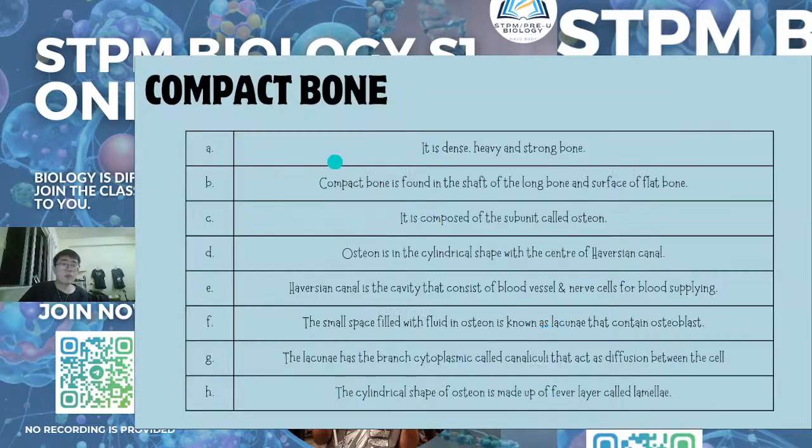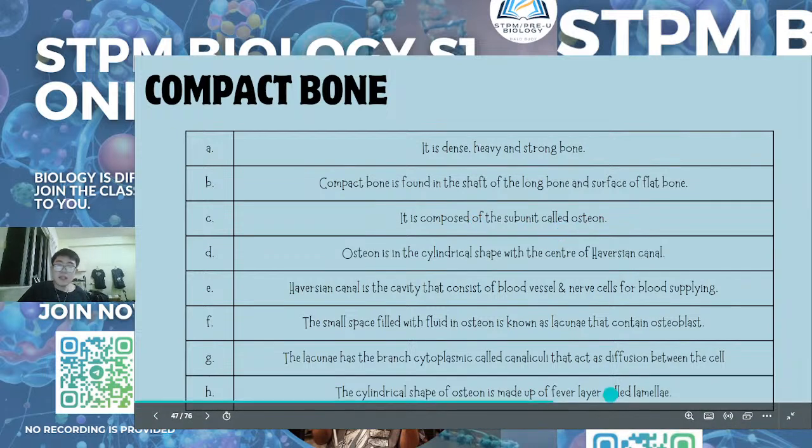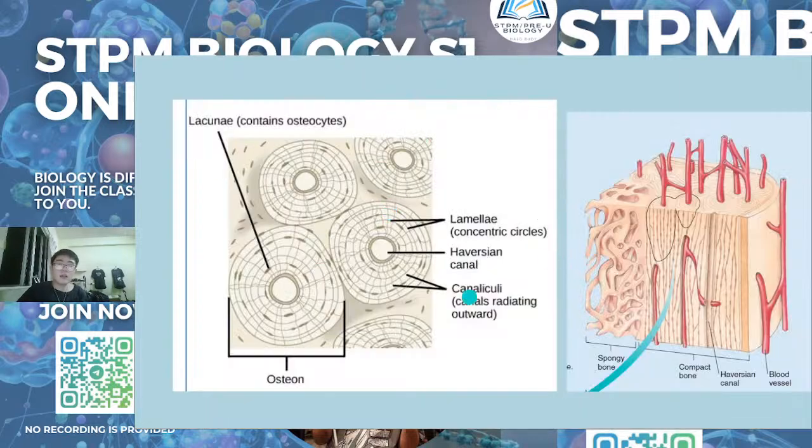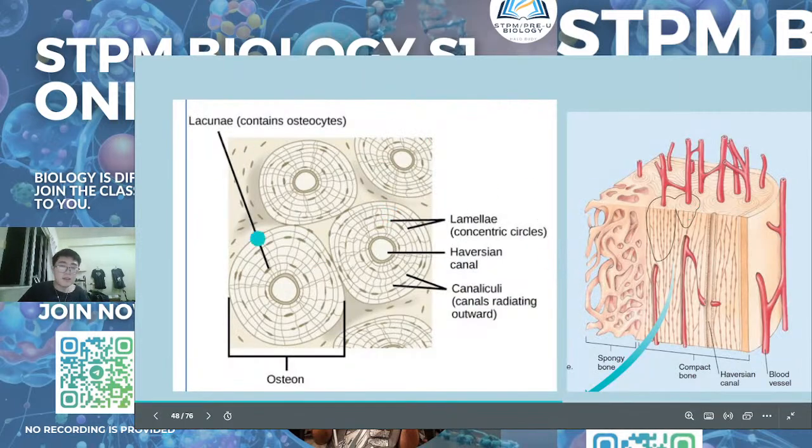Okay. So compact bone normally is dense, heavy and strong bone. And the compact bone is normally found in the shaft of long bone and the surface of flat bone. And it is composed of the subunit osteal. So yang ni semua maybe kalau baca nak tidur, never mind, I just directly show this structure.